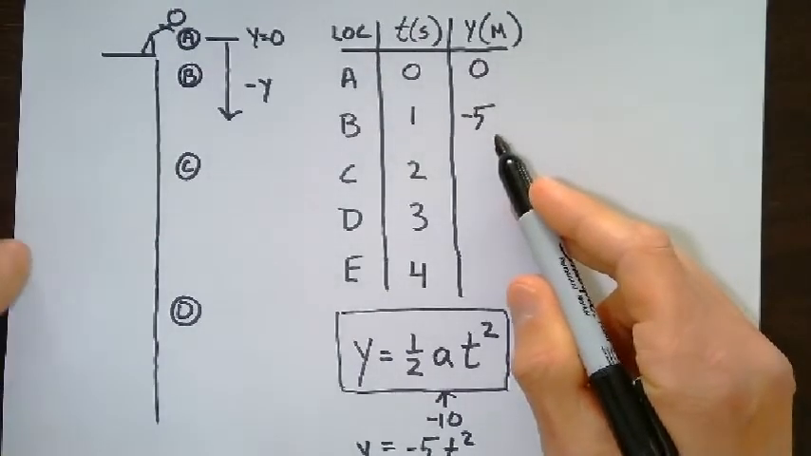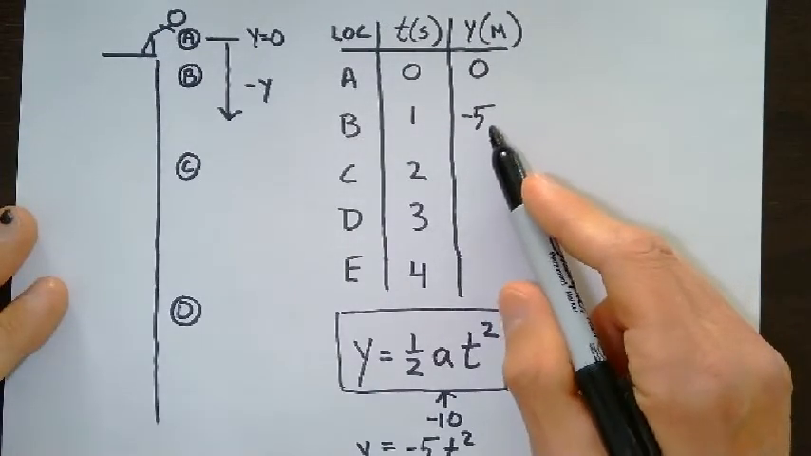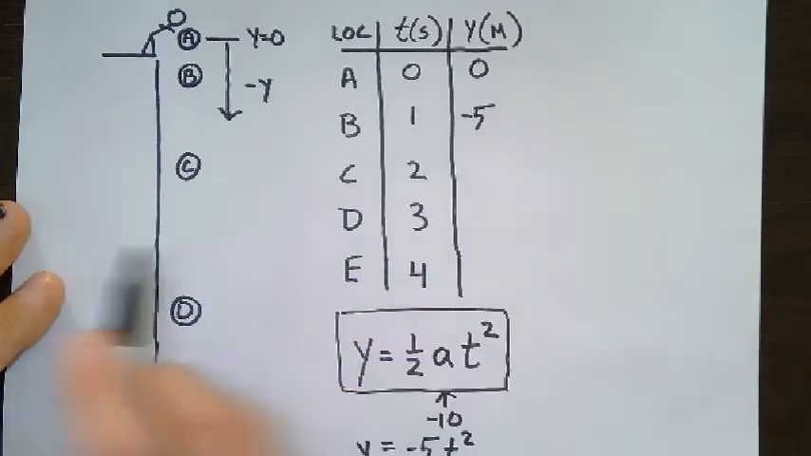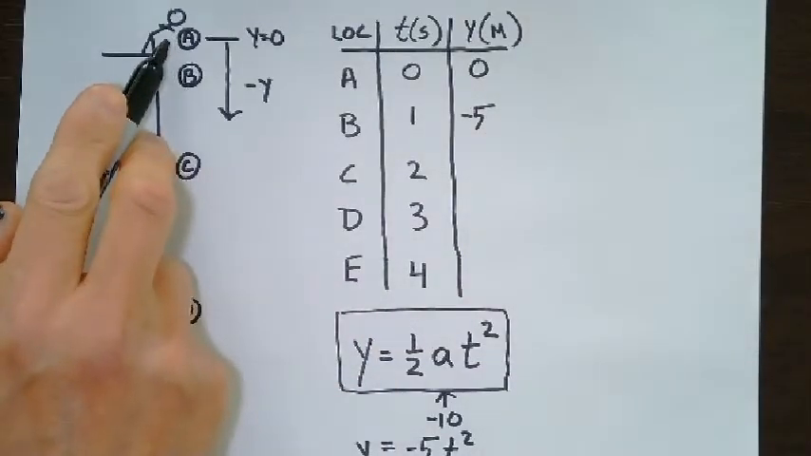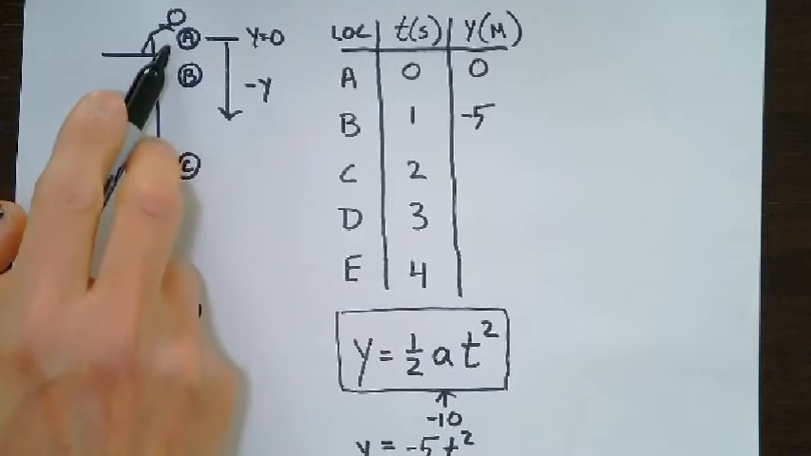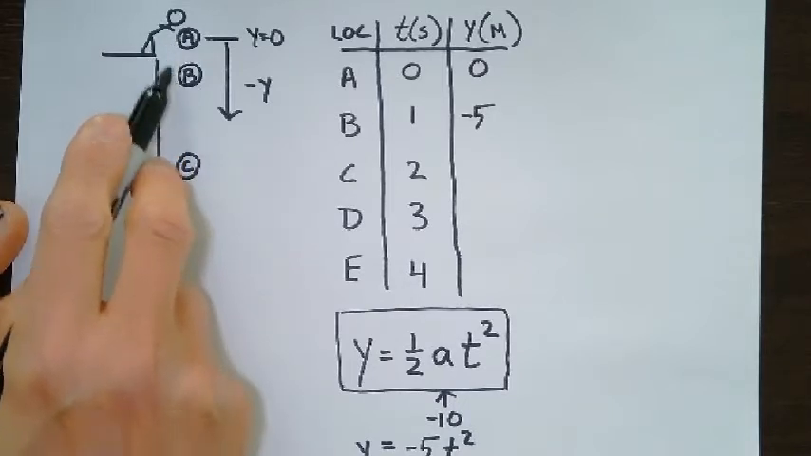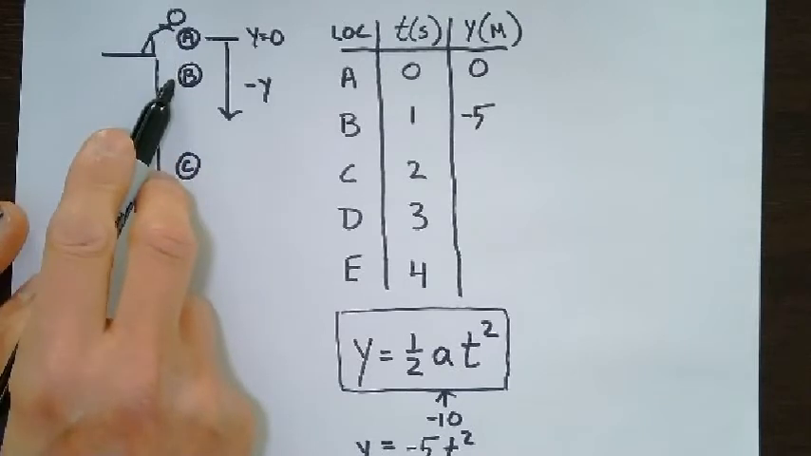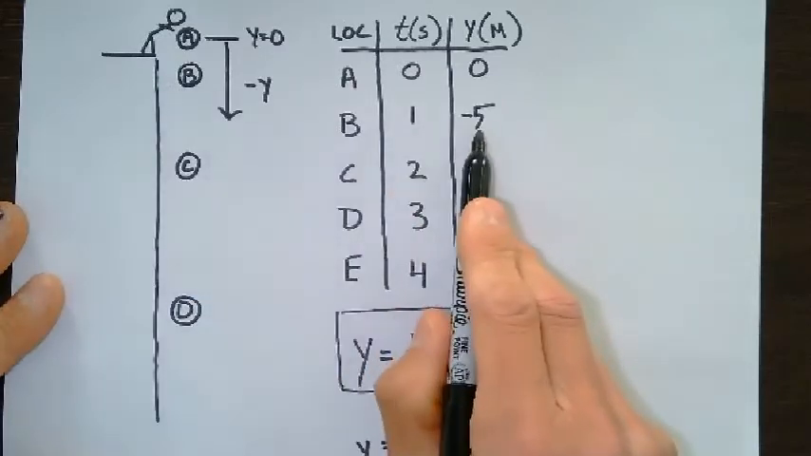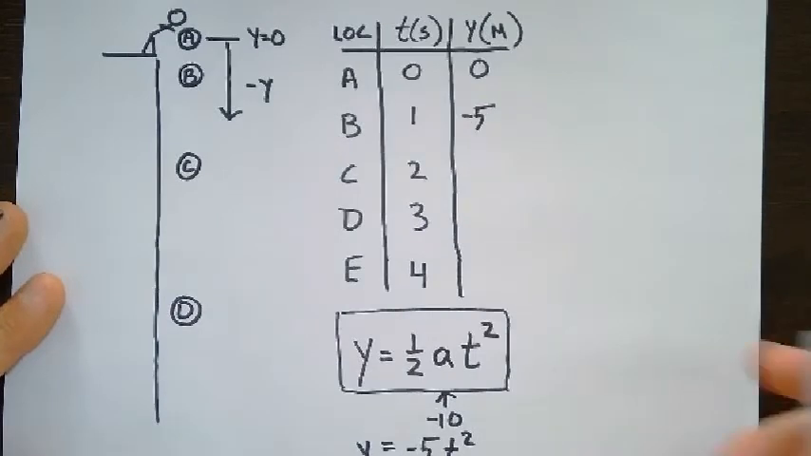Sometimes students are bothered by this, and they think it should fall further. But actually 5 meters makes sense, because when the ball is released, its speed is 0. 1 second later, its speed is -10. So its average speed is actually the average of 0 and -10. The average speed is -5. And if something moves with an average speed of -5 for 1 second, it's going to travel -5 meters of displacement. So if you were wondering, that's why that makes sense.